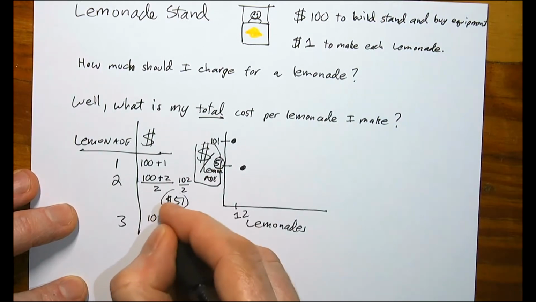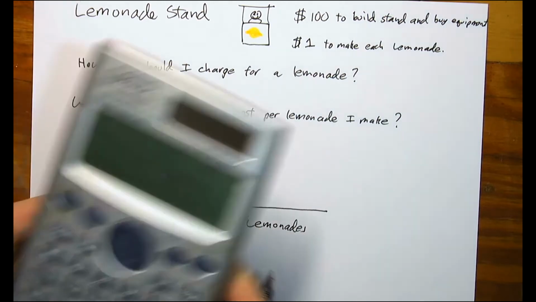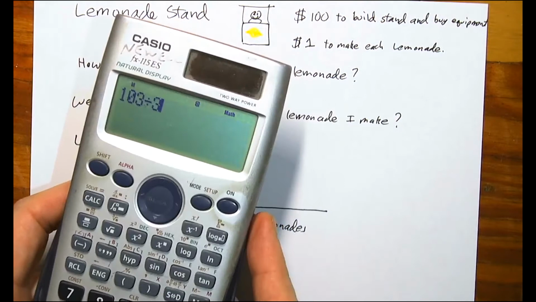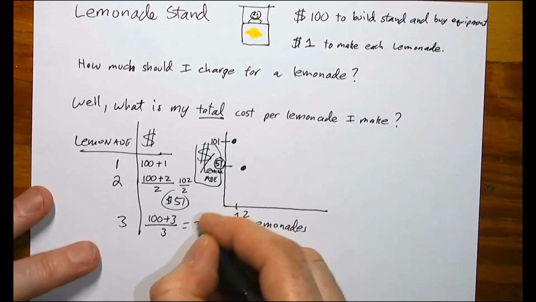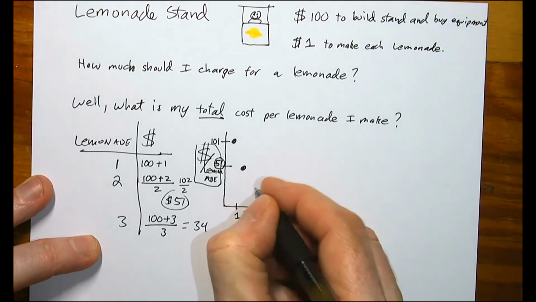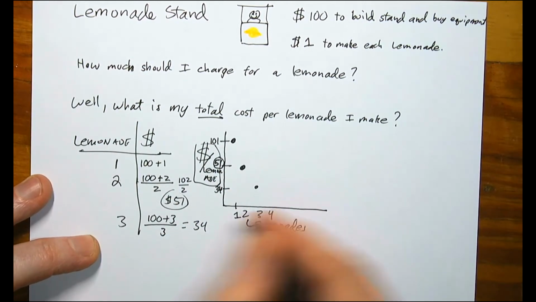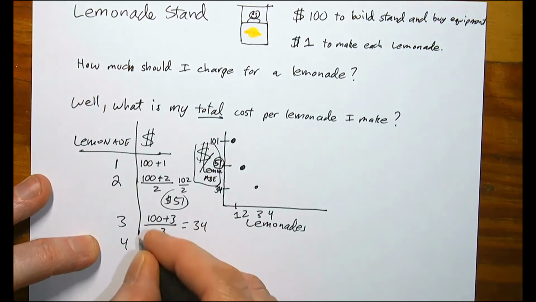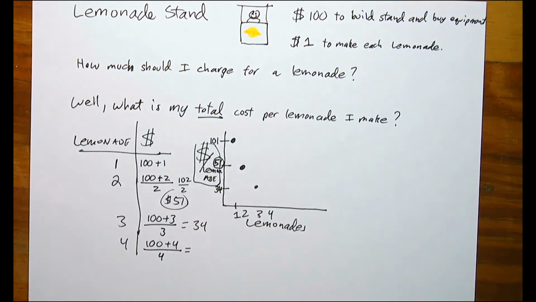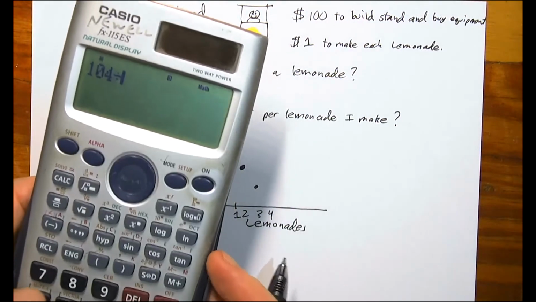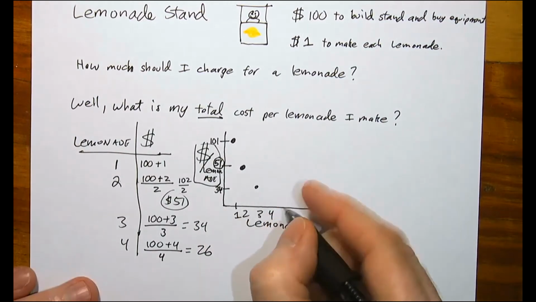If I make 3 lemonades, it costs me 100 plus 3 divided by 3. Man, I've got to get a calculator out for that one. I spent $103 over 3 lemonades, $34 and some change. Okay, so about 34. Notice it's coming down, isn't it? This is what companies do. The more they make, the less it costs them for each item. If I make 4 lemonades, it costs me $100 plus $4 to make it. Divide the price among 4. The overall cost, I spent $104 over 4 lemonades. It cost me $26, right? So as I make more, the price comes down.